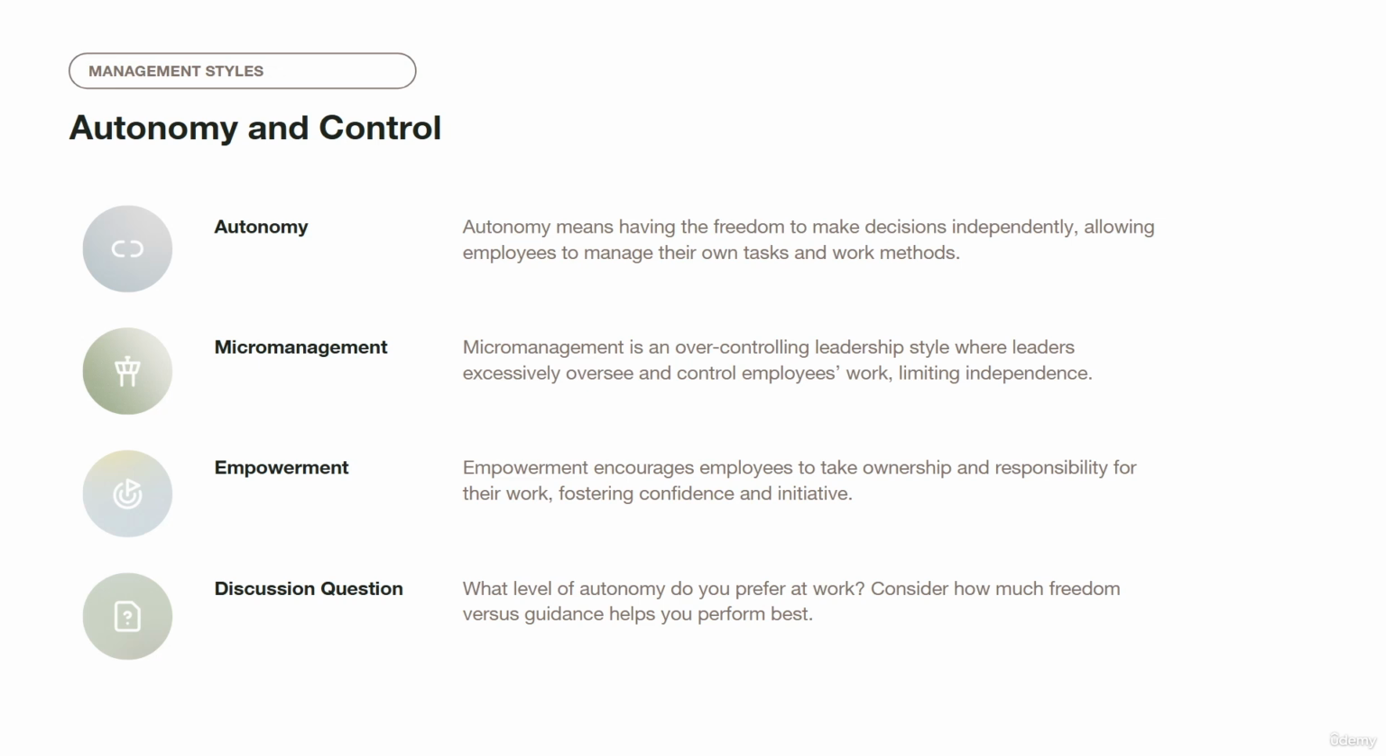So consider how much freedom versus guidance helps you perform best, or helps your team perform best, and why you think that is. Because sometimes autonomy is more desirable, sometimes not. It can depend very much on circumstances.